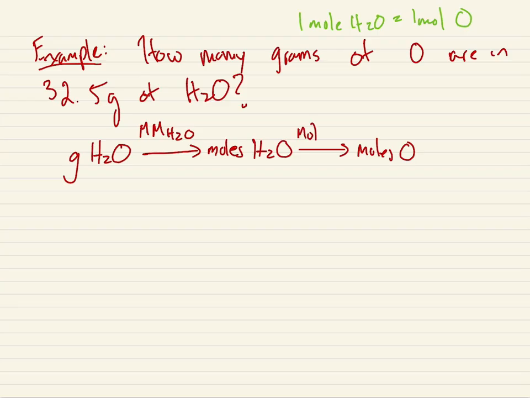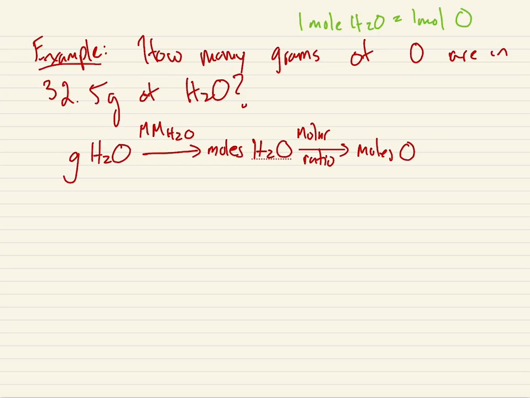The molar ratio, right? And the molar ratio we get from what? The chemical formula, it's related to the subscripts. So for every 1 molecule of water we have, how many atoms of oxygen do we have? 1 to 1, which means if we have 1 mole of water, we get 1 mole of oxygen in those cases.